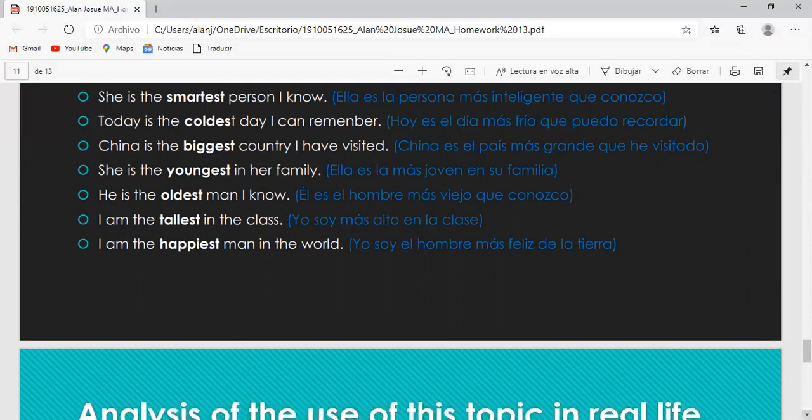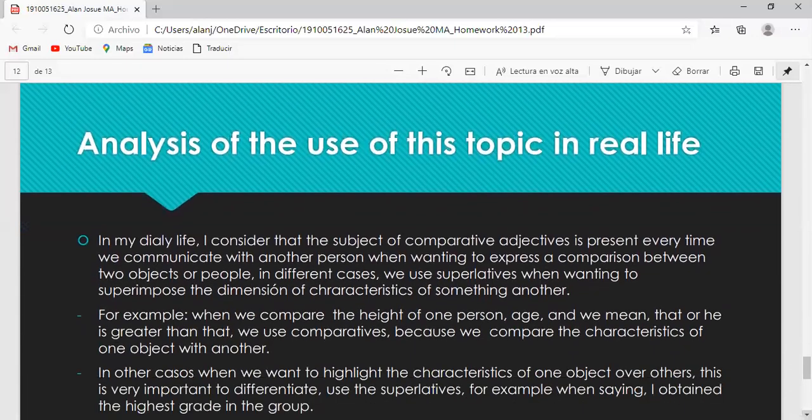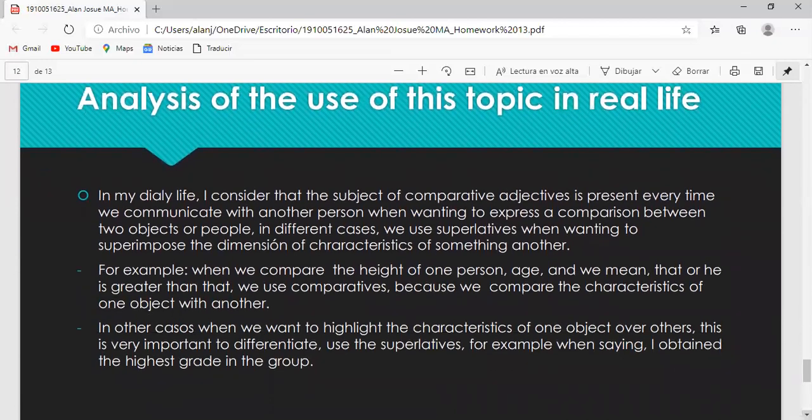Analysis of the use of the topic in real life. I consider that the subject of comparative adjectives is present every time we communicate with another person when wanting to express a comparison between two objects or people. In other cases, we use superlatives when wanting to highlight the characteristics of something over another.